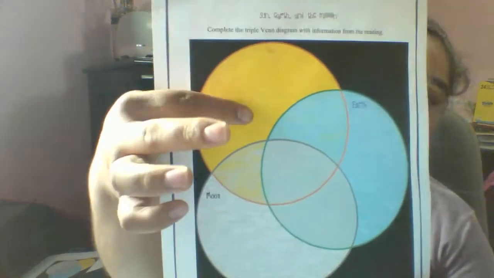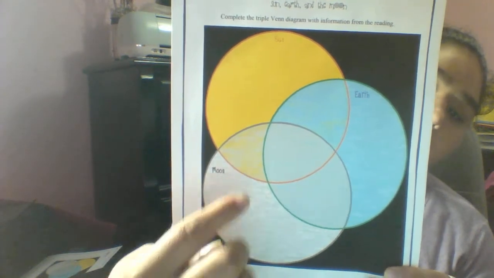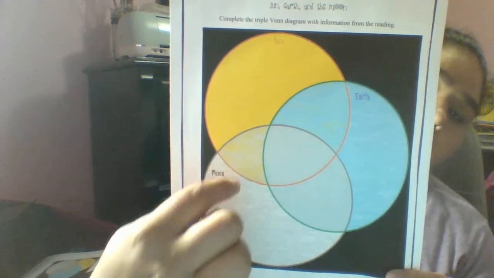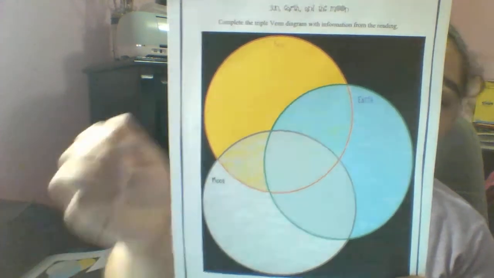So after they do their reading and pulling out the information and discussing, they will get a Venn diagram like this: the sun, earth, and moon. And then these are the sun and moon, and the sun and earth and moon. And they will have previous knowledge of Venn diagrams also.